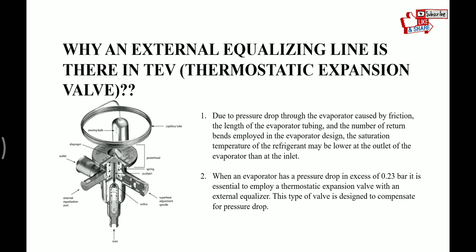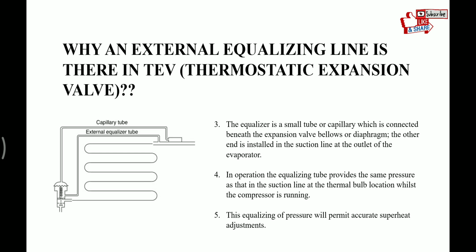So when the evaporator has a pressure drop of 0.3 bar, which I have assumed in this case, it is essential to employ a thermostatic expansion valve with an external equalizer. This type of valve is designed to compensate for pressure drop. The equalizer is a small tube or capillary which is connected beneath the expansion valve, below the diaphragm. The other end is installed in the suction line at the outlet of the evaporator, as we can see from this diagram over here.